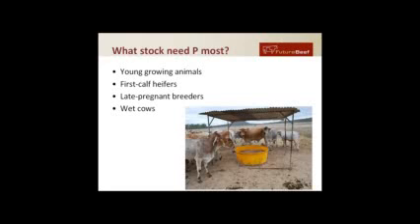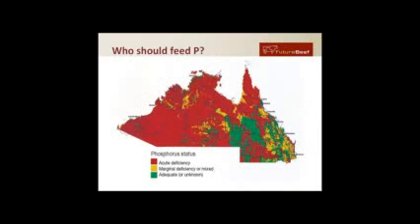So what stock need phosphorus most? Well, young growing animals obviously need phosphorus for skeletal growth, and they're also growing very rapidly. Our first calf heifers obviously need phosphorus for their own growth, both skeletal and weight gain and development of the fetus, as well as milk production. And then we've also got the added pressure of trying to ensure that they start cycling soon after calving. Late pregnant breeders have a high requirement for phosphorus because of rapid fetal growth, so a lot of phosphorus is being diverted into fetal growth, and wet cows, of course, have a very high requirement for phosphorus due to lactation.